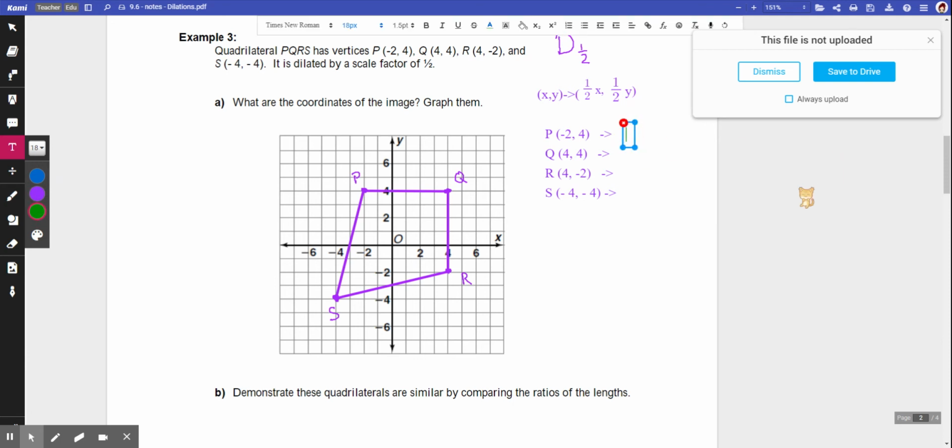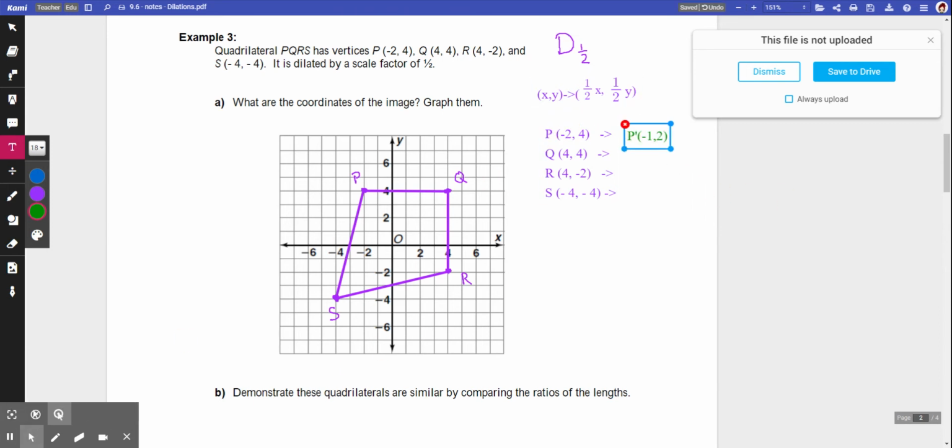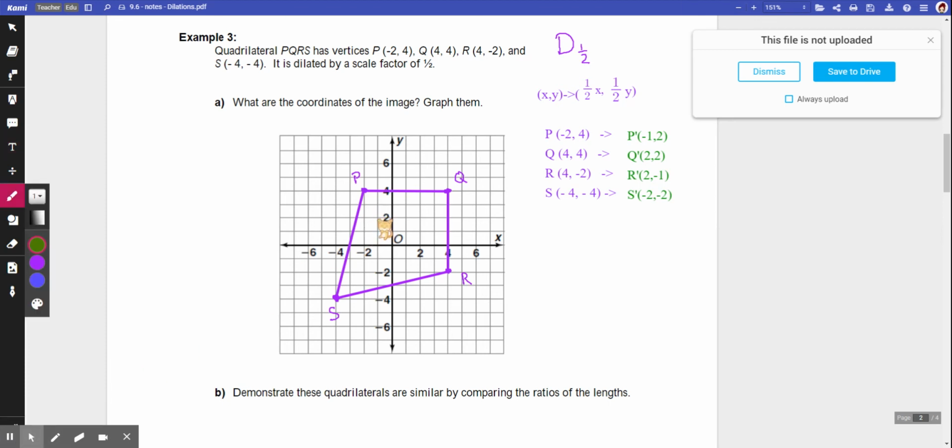So for point P, I'm going to multiply those coordinates by 1/2. So half of -2 is -1, half of 4 is 2, and I do the same thing to the rest of my coordinates. And then I graph them. So when I graph them, I'm halfway because my scale factor is 1/2. I'm half the distance from the origin.